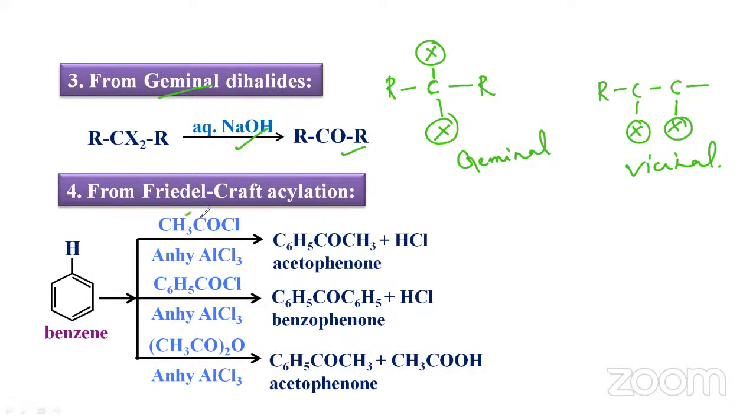Next is Friedel-Crafts acylation. What do we mean by Friedel-Crafts acylation? You are going to take an acyl compound in the presence of anhydrous AlCl3. Your starting reactant is benzene, and you do acylation. So what is your product? C6H6, benzene, and the acyl group gets attached, COCH3. When you treat it with CH3COCl, this is acetophenone plus HCl. This is the first reaction.